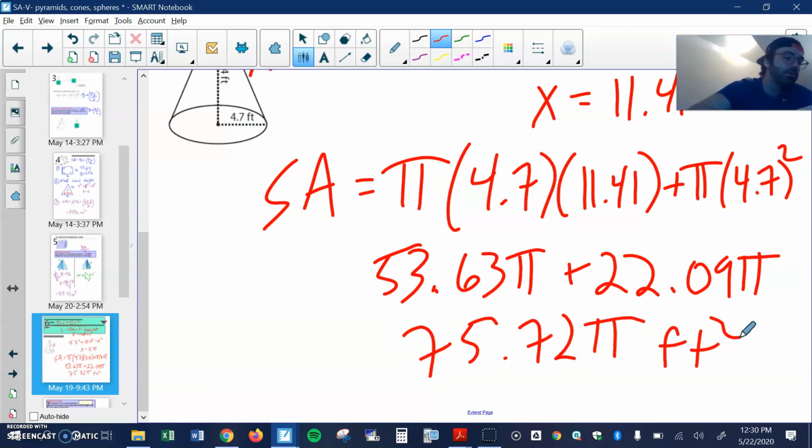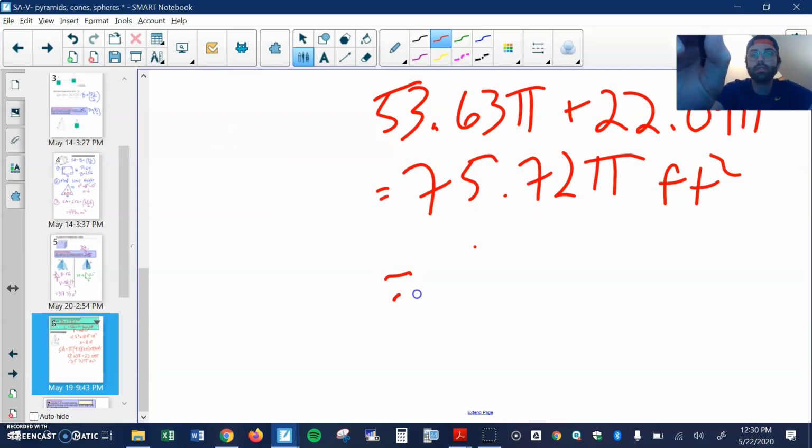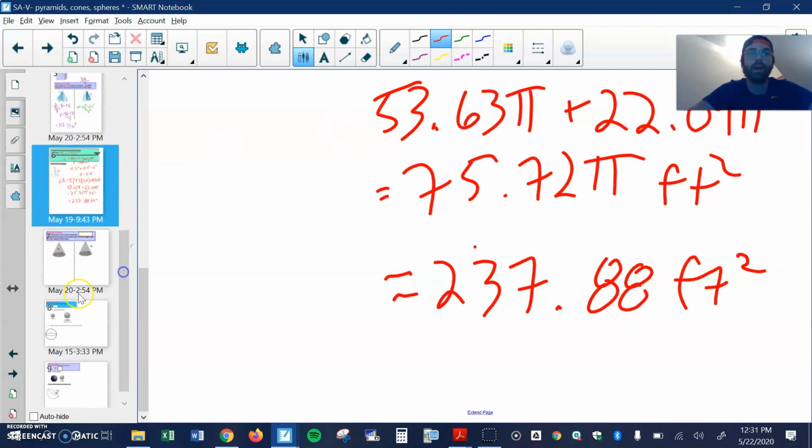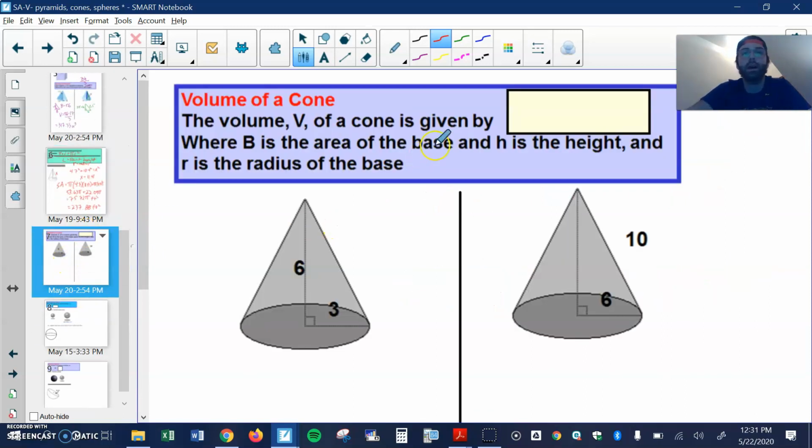If I wanted the decimal, you would get about 237.88 feet squared. All right? Depending on what the question asks, obviously.